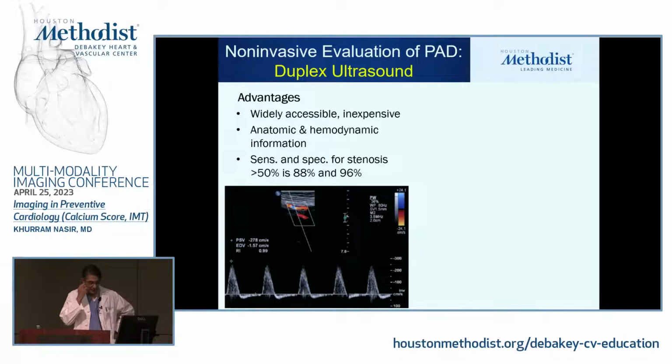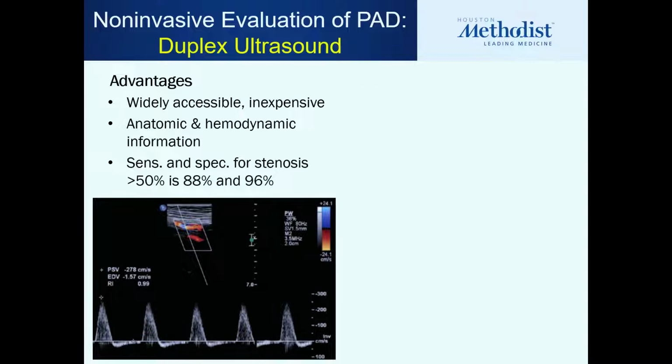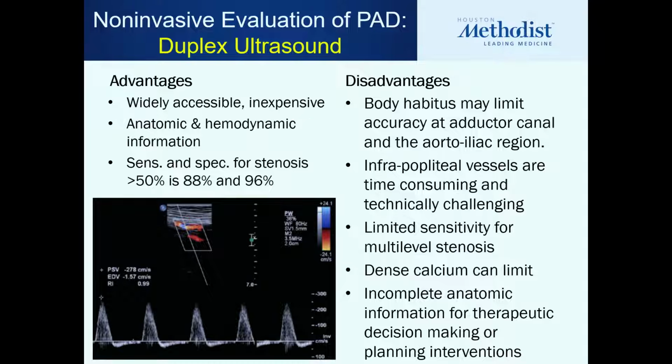What about ultrasound? Well, ultrasound has the advantage. It's completely radiation-free. It's available everywhere. And it actually is very specific for a significant stenosis when you identify high velocities. The problem with ultrasound is that sometimes body habitus does not let you see the entire arterial bed. So if your patient is obese, you may not be able to accurately assess the adductor canal or the aorto-iliac region, just because you can't visualize those vessels because of the amount of adipose tissue or because of the amount of loops of bowel that may be present.